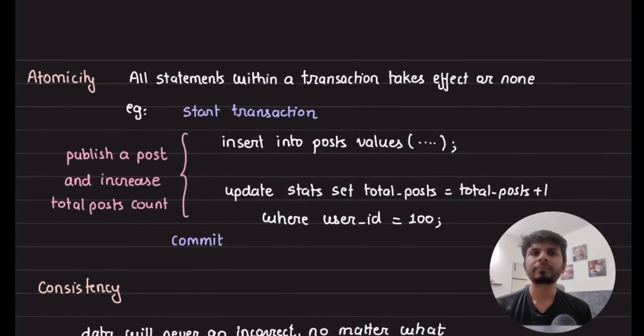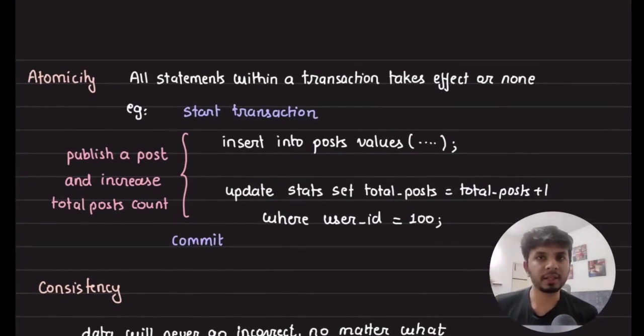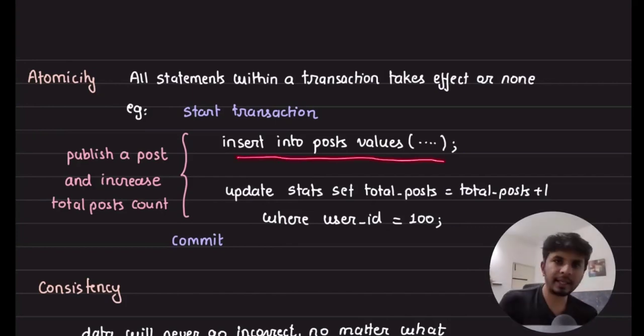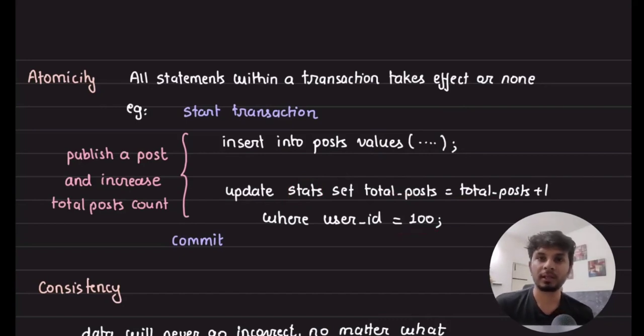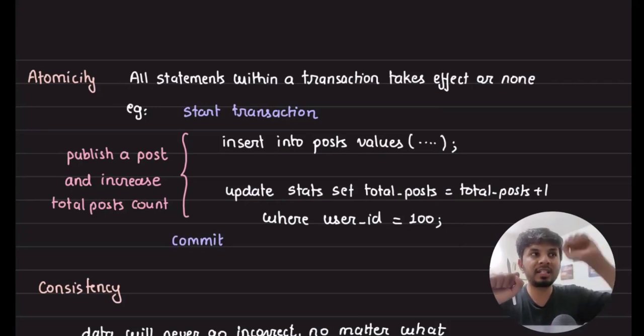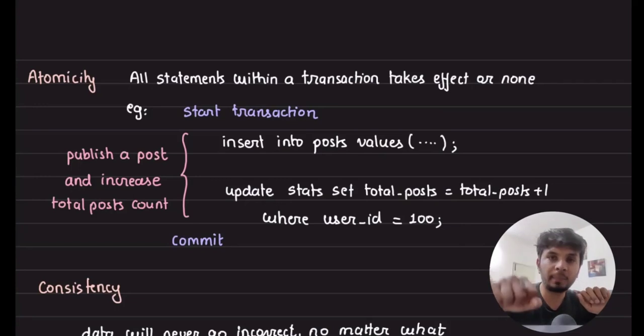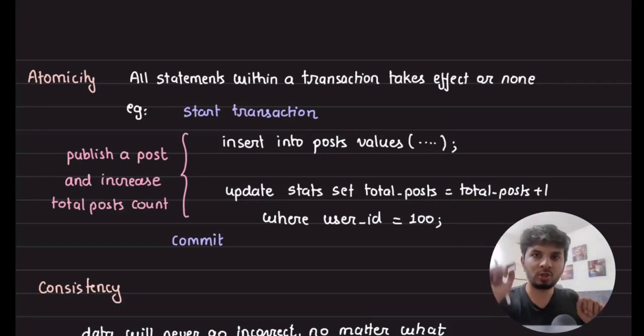Let's say I'm building a social network. Whenever a user publishes a post, I want to create an entry in the post table, and in the statistics table I have total post. I want to do a count plus plus of that for that specific user. Now I have two updates. First is an insert, inserting the row in the post table. Second is an update, where I'm updating the total post of that user.